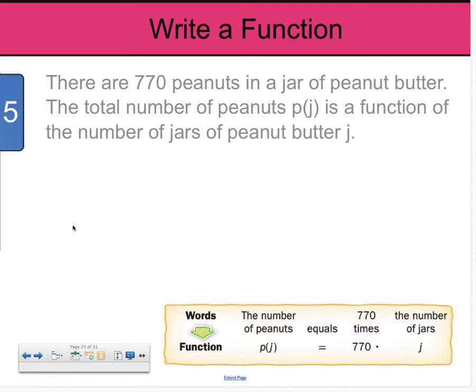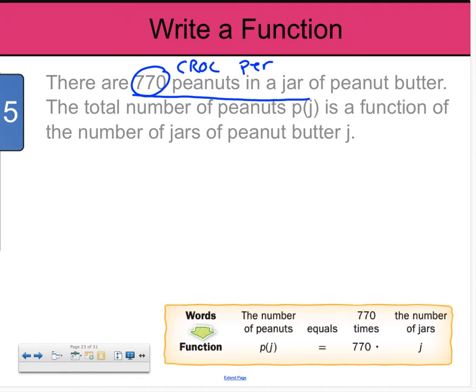Well, one of the easiest things to identify first is what I would assume you would know by now, or what you would call a constant rate of change. So notice it says 770 peanuts in a jar, or we could easily write per jar. So that identifies 770 as our constant rate of change, okay?